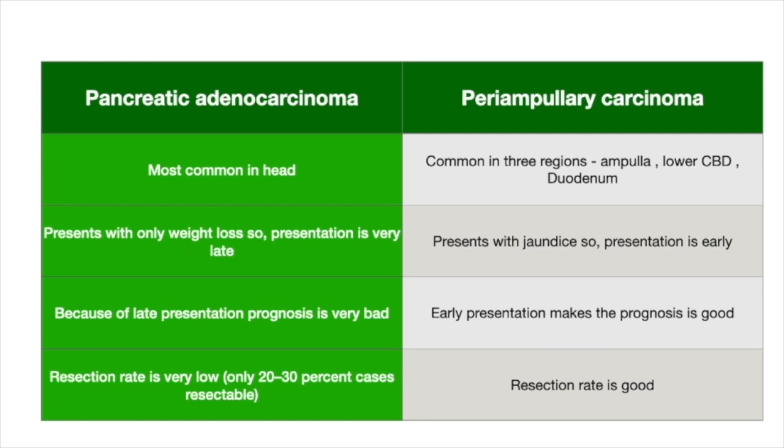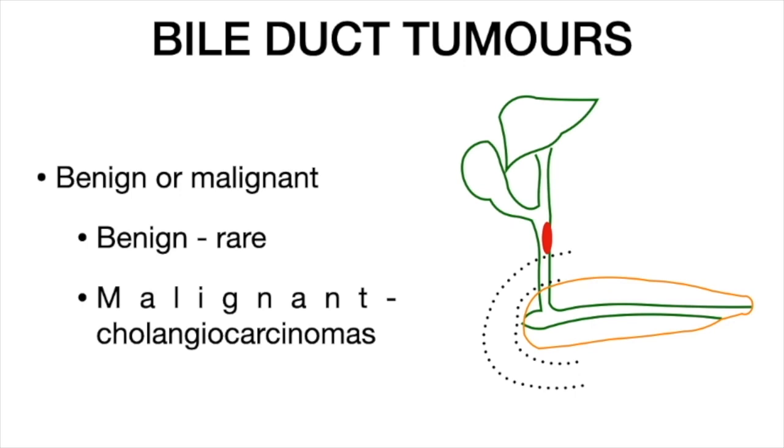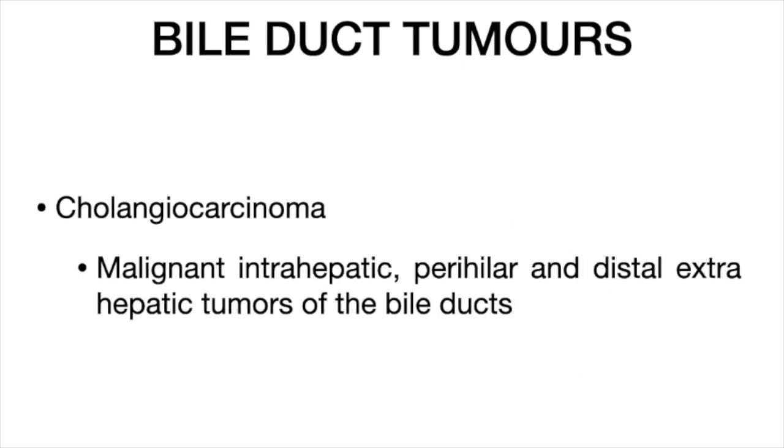Resection rate is very low because of the advanced disease in pancreatic carcinoma, but resection rate is reasonably good in periampullary carcinoma. And another cause of obstructive jaundice is bile duct tumors. It may be benign or malignant. Benign tumors are rare, and the malignant tumor is called cholangiocarcinoma.